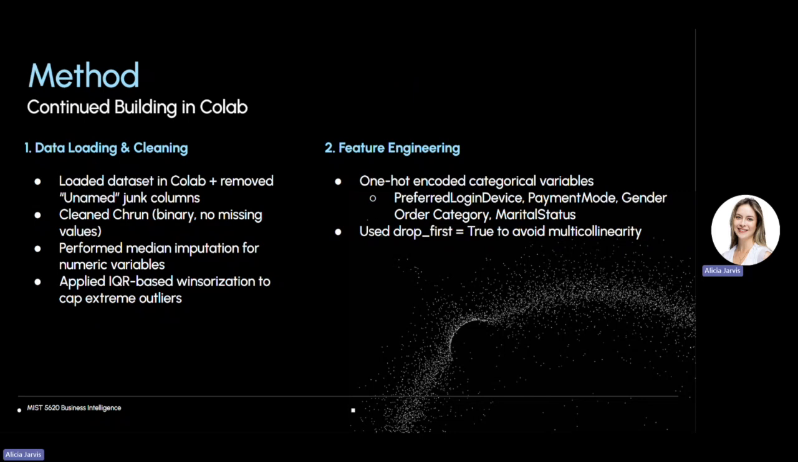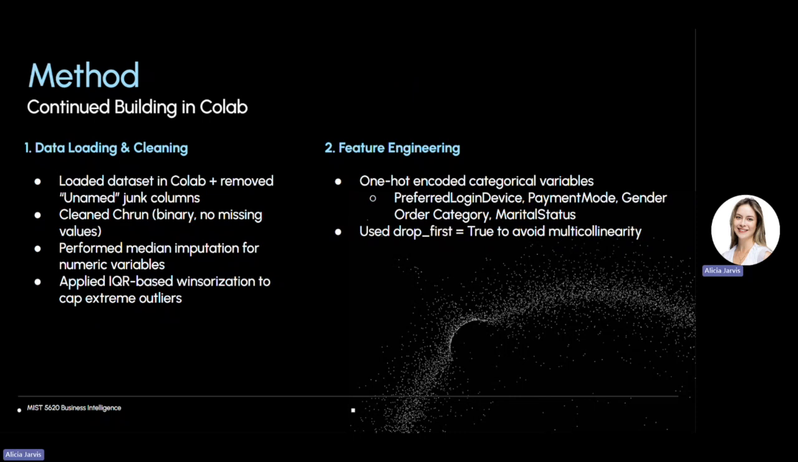First, we uploaded the file and removed all the extra unnamed columns generated when the dataset was saved from Excel. And these columns contained no information, so dropping them ensured that the dataset was clean and reduced noise. We then validated the churn variable, making sure it was binary and free of missing values. And after that, we addressed data quality by performing median imputation for all numeric variables.